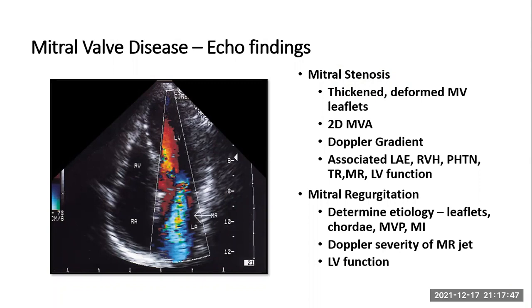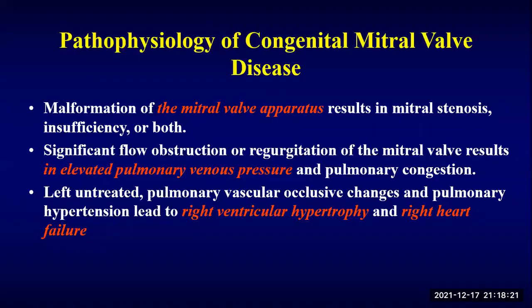We need to see the thickening and deformed leaflets, the Doppler gradient, and the associated findings in mitral stenosis, like left atrial enlargement, right ventricular hypertrophy, pulmonary hypertension, and of course the LV function. In mitral regurgitation, we need to determine the etiology, to see the leaflets, the chordae, to see if we have any mitral valve prolapse or any possible ischemia that provoked the mitral regurgitation, and of course the LV function.